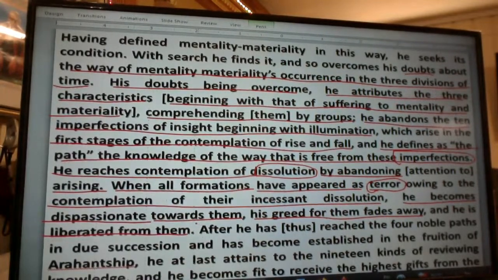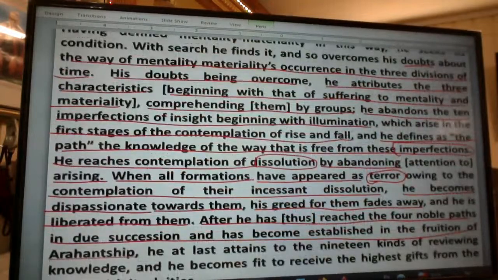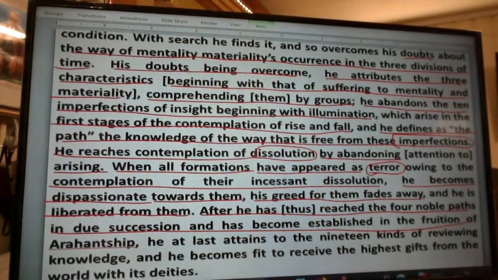Vimochana, liberation or freedom. After he has reached the full noble path in succession, and is established in the fruition of arahantship, he at last attains the 19 kinds of reviewing knowledge, Paccavekkhana Nana, and is fit to receive the highest gift, the highest donation, from the world with the deities, the celestial beings.